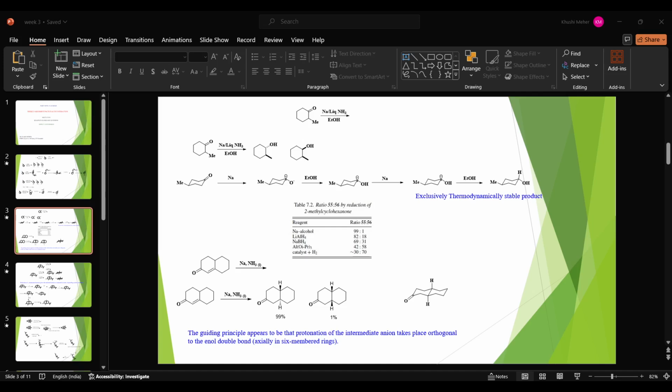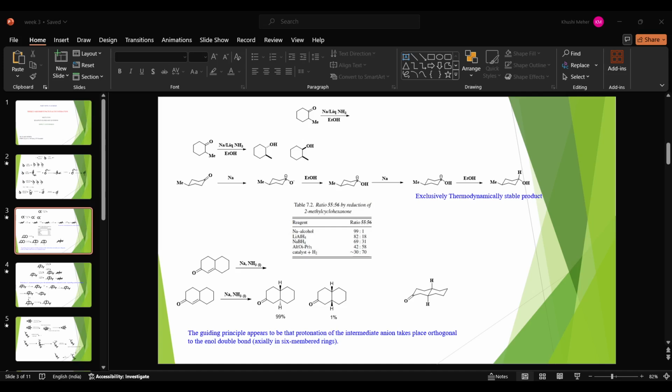This is because the carbanion that will be formed is the most stable carbanion. That's why it will always give the most stable thermodynamic product. The carbanion intermediate that forms in the reaction mixture will be the most stable carbanion. That's why we get our product as the more thermodynamically favorable product.